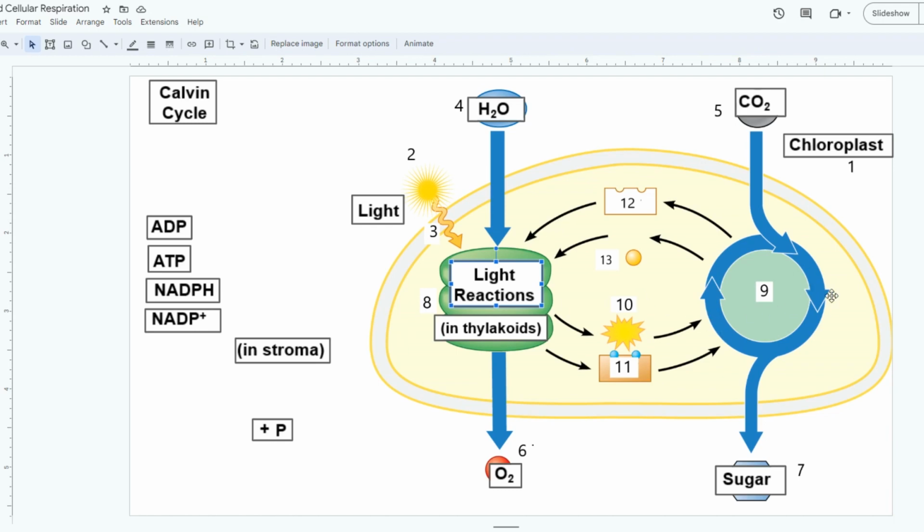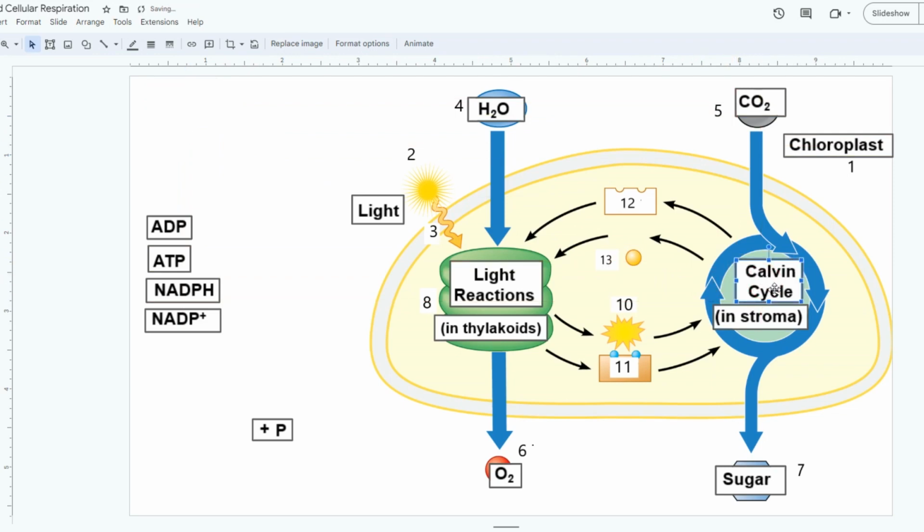Now this reaction over here happens in the stroma, and that's called the Calvin cycle. It used to be called the dark reaction or the light-independent reaction. We now call it the Calvin cycle. Now we've cleaned up pretty well most of them. We got a couple of them left.